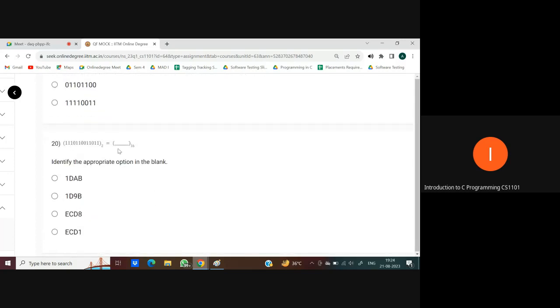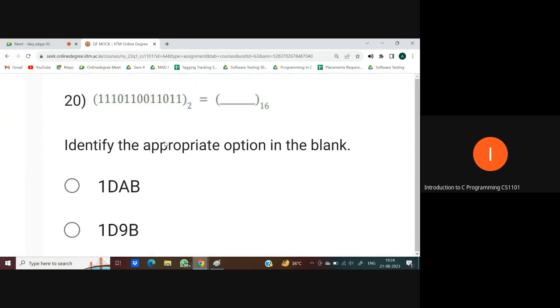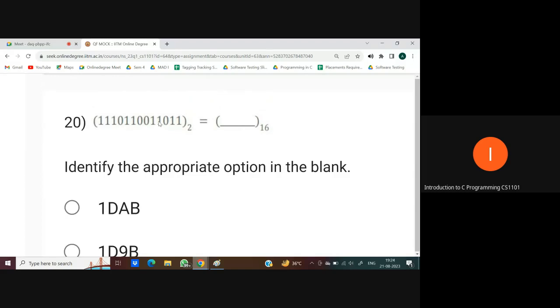And the same with this as well. We are given a binary representation. You have to find out the hexadecimal. What you have to do is create groups of 4 bits from the right-hand side. The first group is going to be 1011.